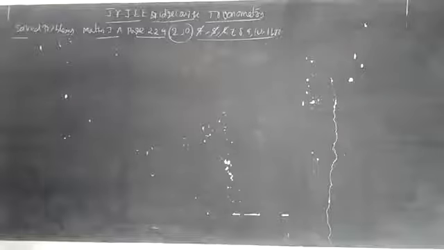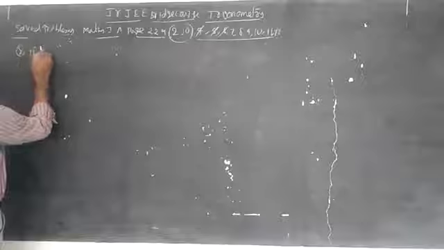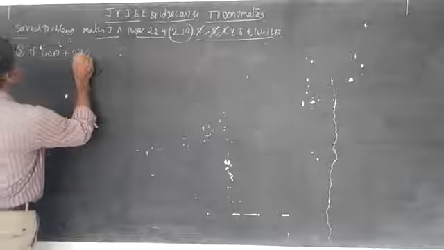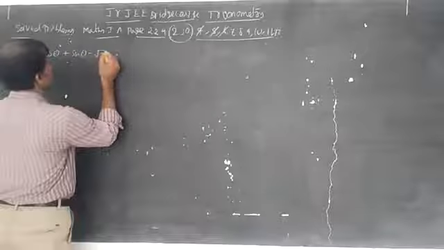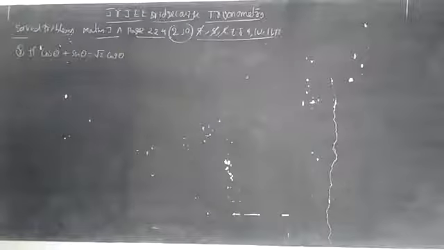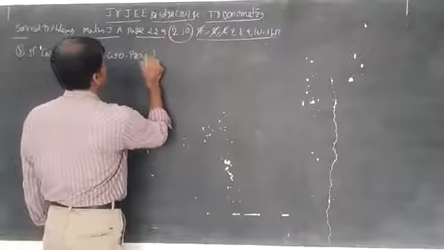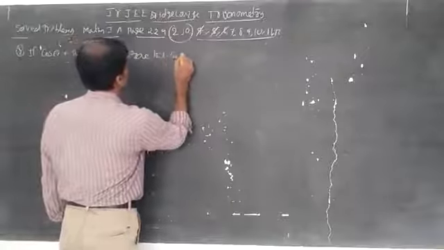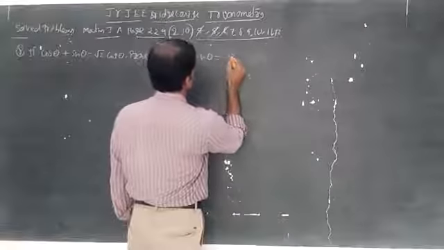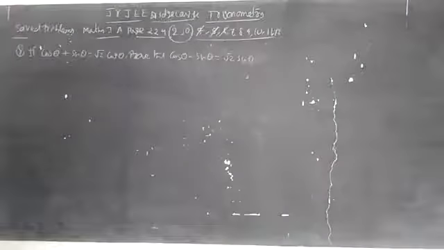If cos theta plus sin theta is equal to root 2 cos theta, prove that cos theta minus sin theta is equal to root 2 sin theta.